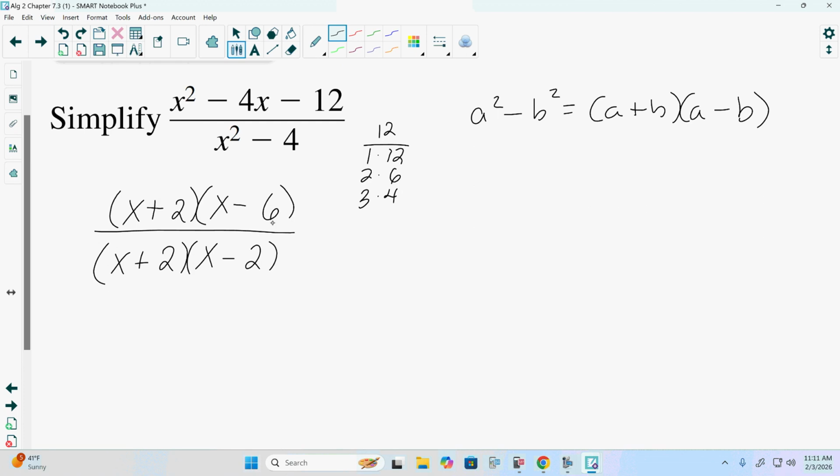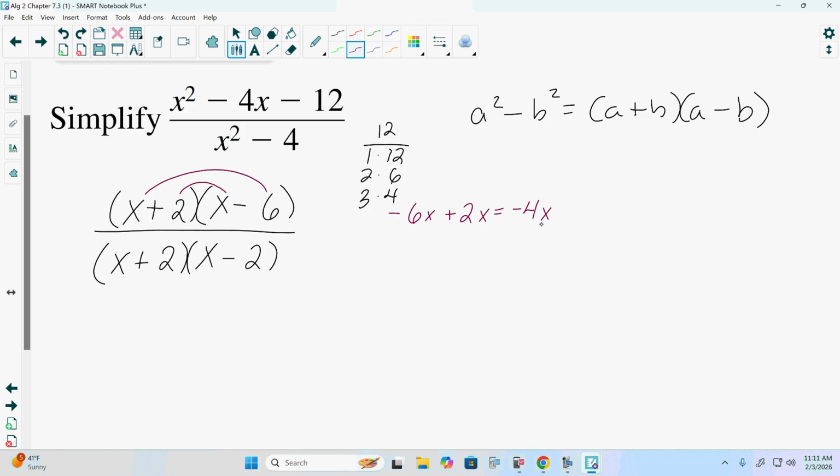It's giving me options that might work. X times negative 6 is negative 6x. 2 times x is plus 2x. And negative 6x plus 2x, negative 6 plus 2 is negative 4. That is the middle term we wanted, yes? So that tells us these are the correct set of factors. We do now have something in common. We have something in common that we can reduce out of both.